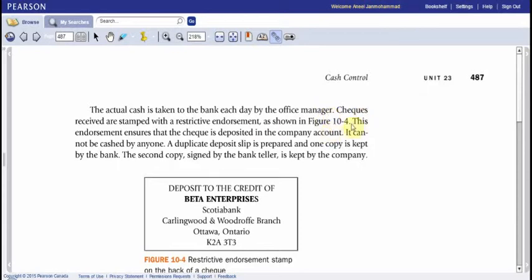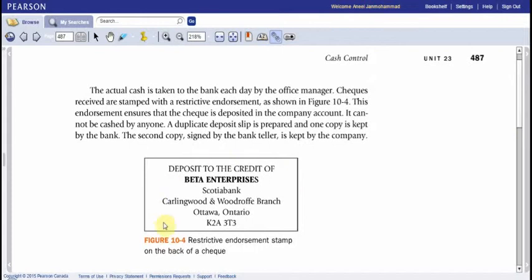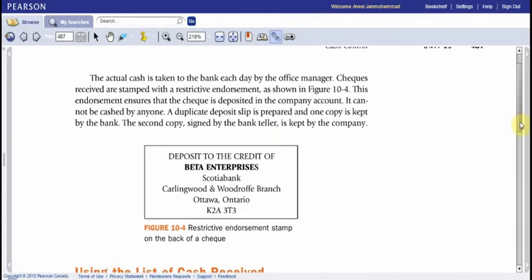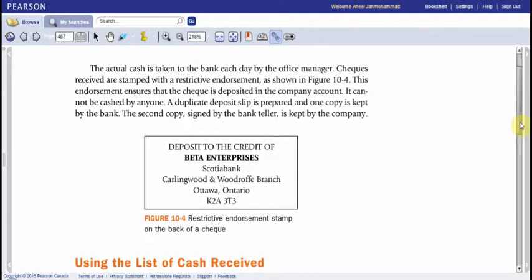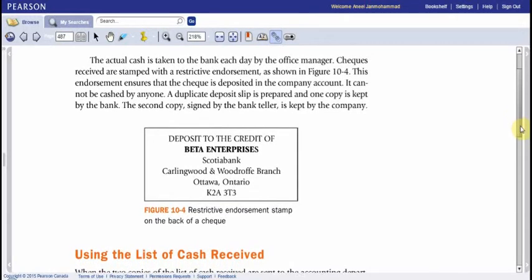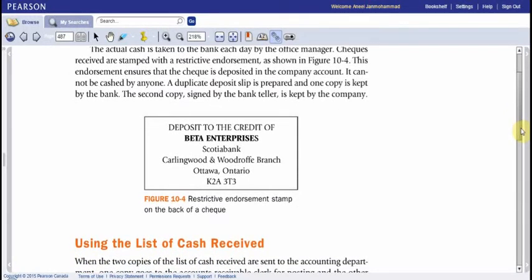The checks received are stamped. Each check is stamped with this. So a check cannot be deposited until it is endorsed. Endorsed means the person who's getting the check puts their name on it. So that's Beta Enterprises, and their address they put on. Okay. So the second copy is signed by the bank teller of the duplicate deposit slip. Remember we talked about that in the last procedure 4.